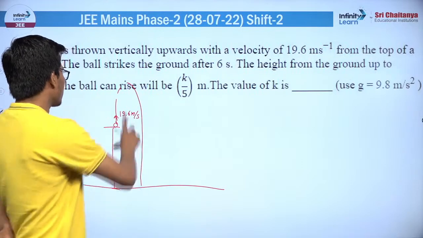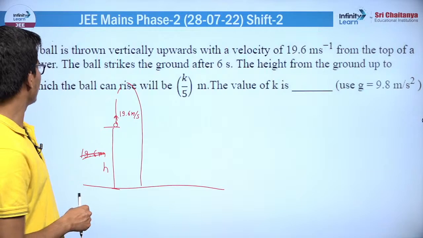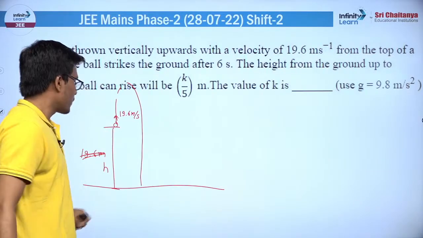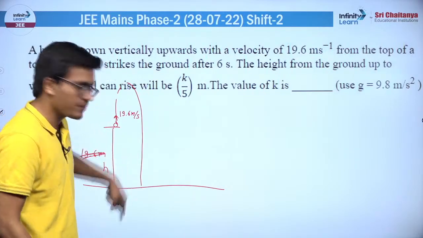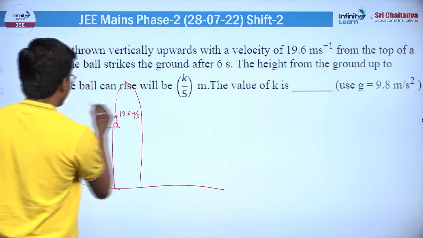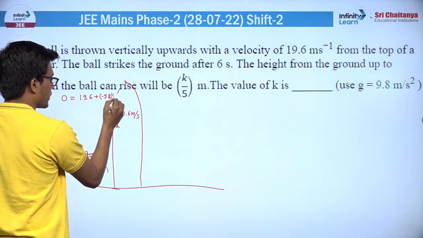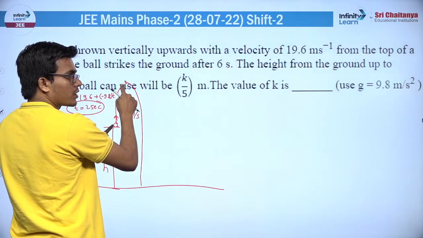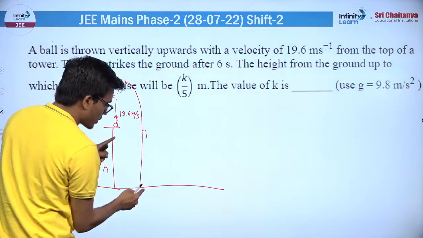So let us try to calculate this time first. The height from the ground up to which the ball can reach, meaning this total height you need to find, not this one. Can I calculate this total time somehow? Because I know this total time is 6 seconds. From the first equation, final velocity equals initial plus acceleration into t, with g as 9.8, this time will be 2 seconds. So from here to here the total time is 2 seconds, from here to here again 2 seconds, and the total is 6, so this will also be 2.